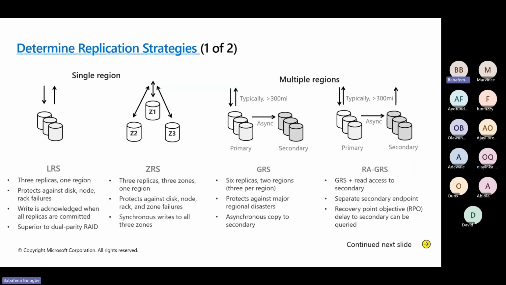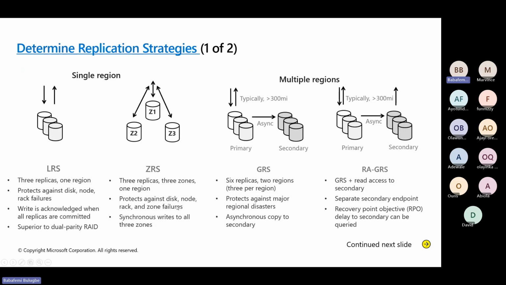Then we talk about the replication strategies we explained during the fundamental class, starting with local redundancy strategy. We are still within just one region. However, it might be replicated within a different data center, but still within one region. Then you talk about the zone redundancy strategy, where you have 3 replicas within 3 zones.